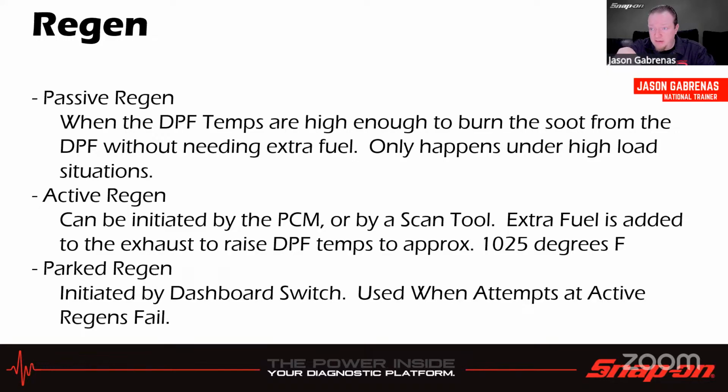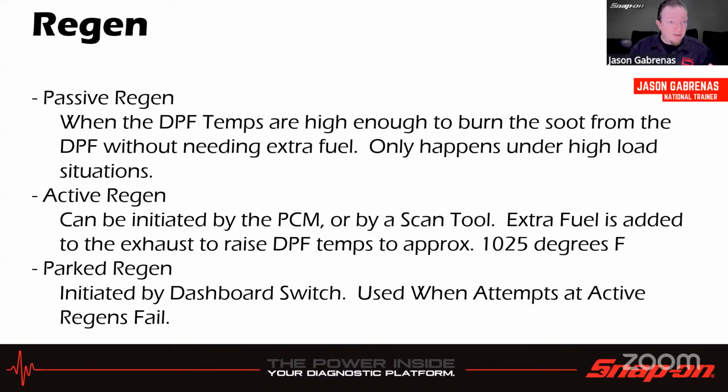Active regen can be initiated by the PCM or a scan tool. And that's where extra fuel will be added to the exhaust to raise DPF temperatures to approximately 1,025 degrees Fahrenheit, which will burn the ash off. And then there's also a park regen, which can be initiated by the dashboard switch or sometimes a scan tool, depending on the vehicle. And that can be used when attempts at active regens fail.